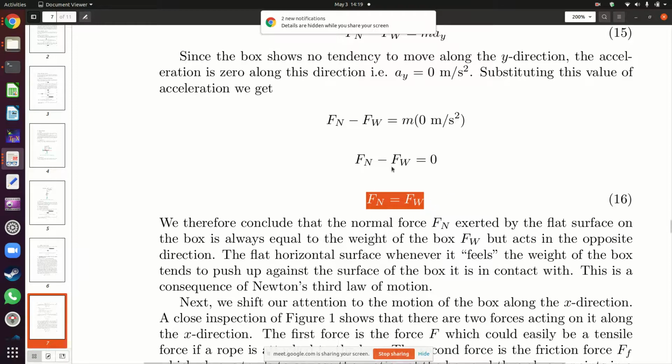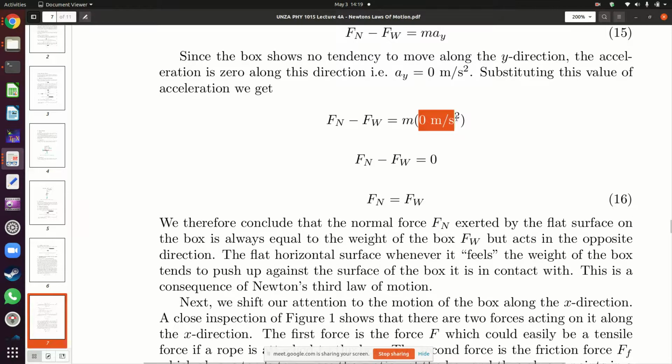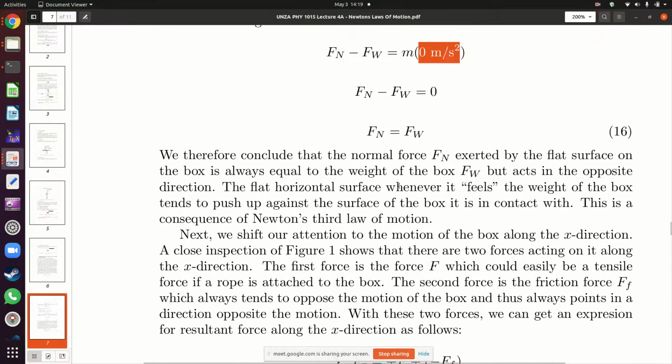Okay, so this situation is only valid when your acceleration is equal to 0 along the y direction. Are we clear?